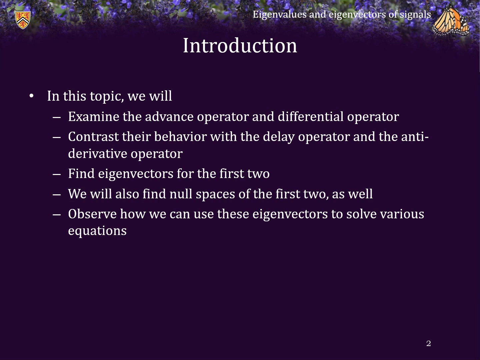So in this topic, we will examine the advance operator on discrete time signals and the differential operator on continuous time signals. We will contrast their behavior with the corresponding delay operator and the antiderivative operator. We will find eigenvectors for the first two, and we will also find null spaces of the first two as well. We will observe how we can use these eigenvectors to solve various equations.